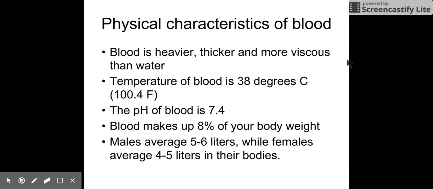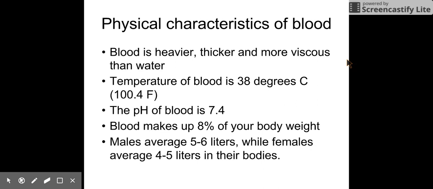So, characteristics of blood. Blood is thicker and more viscous than water, which means it's less likely to pour. So if you had some in like a cup, you tried to pour it out, it's a little stickier than water, so it's not going to flow out of the cup like water. Generally, you have a blood temperature of 100 degrees Fahrenheit or 38 degrees C. This is really useful for heating up the body, keeping the body warm.